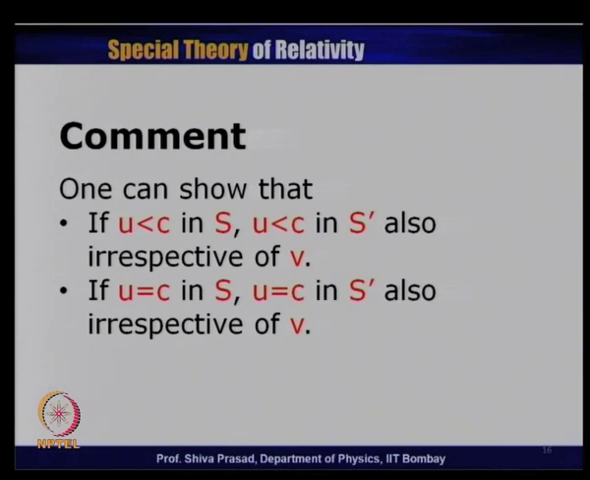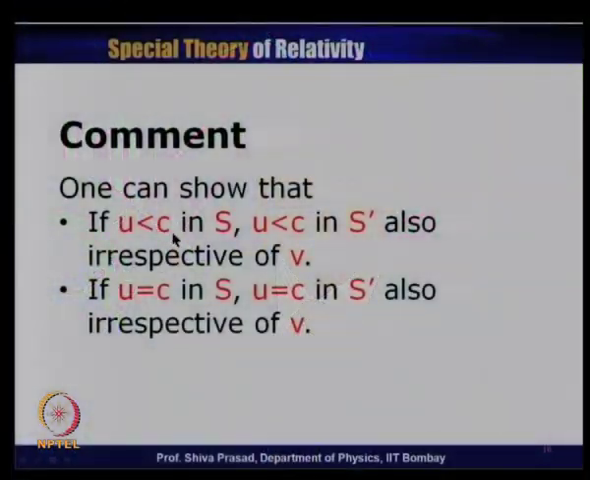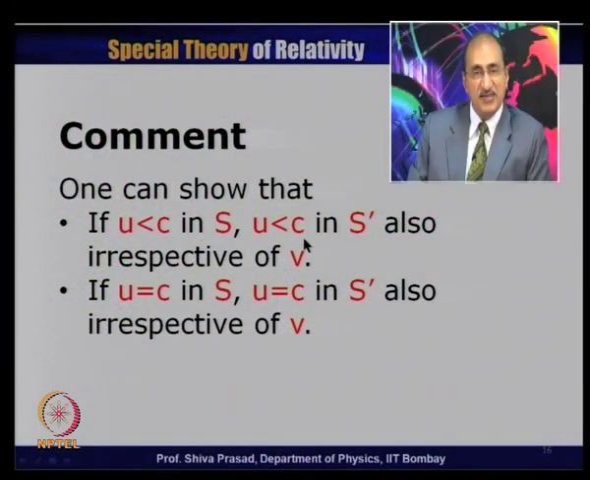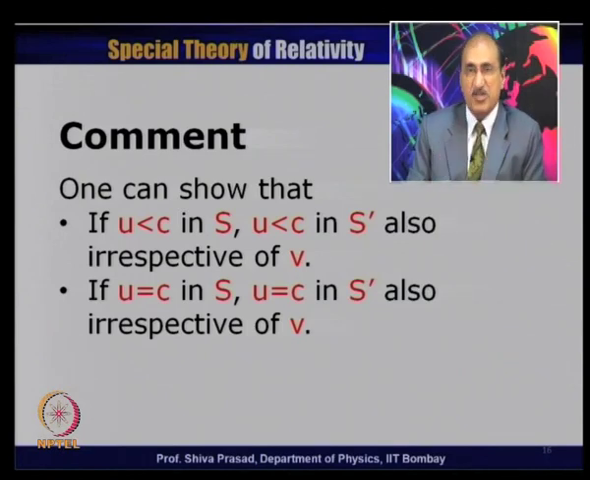It can be shown, though at the moment we will not show it. We will show these things a little later, and we will have a little more discussion on this particular aspect. But one can show, if we take the magnitude of the velocities, that if the speed of the particle is found to be less than c in S, it will also be found to be less than c in S prime, irrespective of v. If u is equal to c in S, u will turn out to be equal to c in S prime also, irrespective of v. This is the thing which we have always been mentioning, that the speed of light should be a frame independent quantity. That is the pretext on which we had started special theory of relativity.